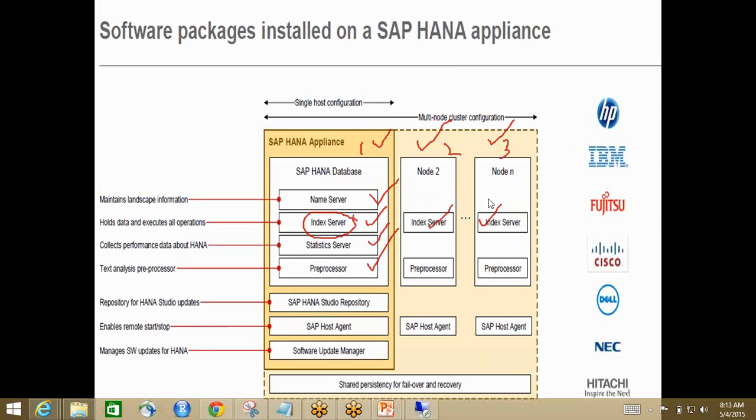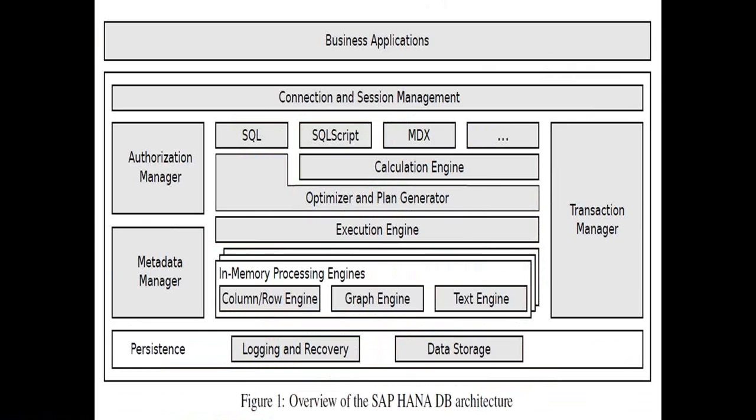The index server itself has its own architecture. Let's see how it looks. This is the architecture of the index server. So far we have seen the high level architecture of HANA, in which you have multiple servers. If you go a little deeper into the HANA architecture, the index server itself has its own architecture. This is how the index server architecture looks.